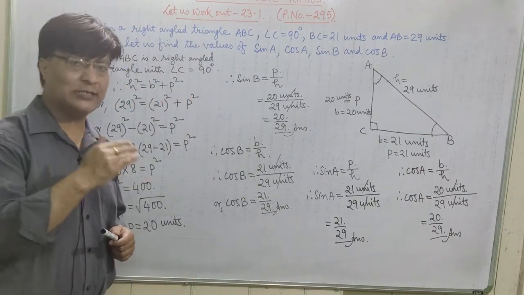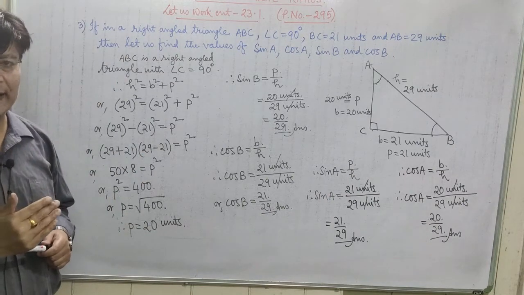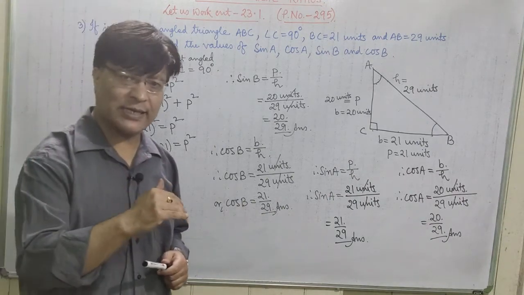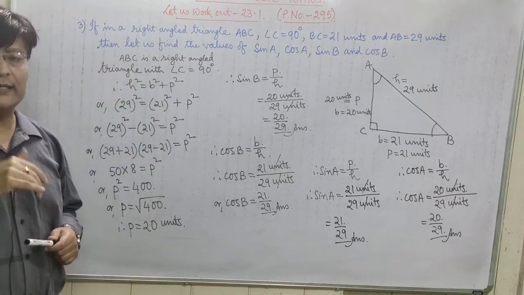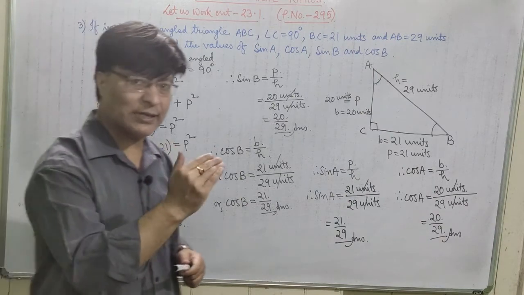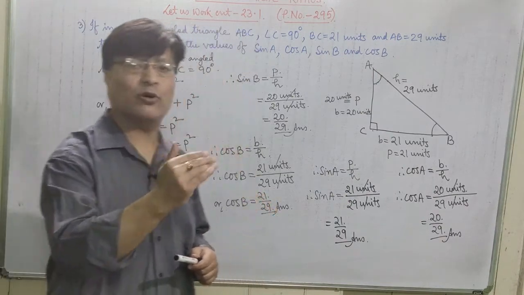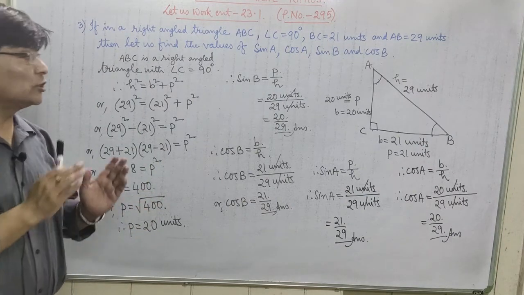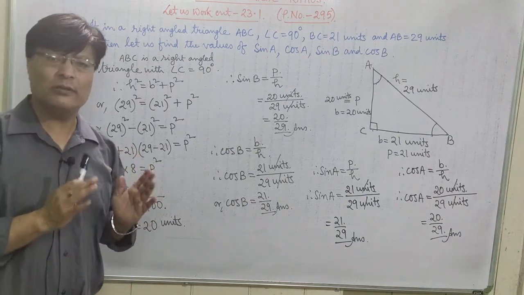That is, sine theta is equal to P by H, cos theta is equal to B by H, tan theta is equal to P by B, cosec theta is equal to H by P, sec theta is equal to H by B, and cot theta is equal to B by P. And you should also know that tan theta is equal to sine theta by cos theta, and cot theta is equal to cos theta by sine theta. So you should know all these formulas. Try to memorize all these formulas.